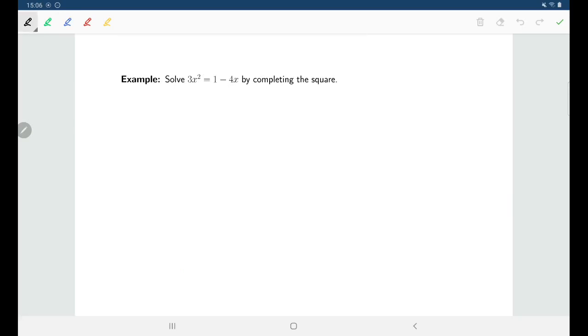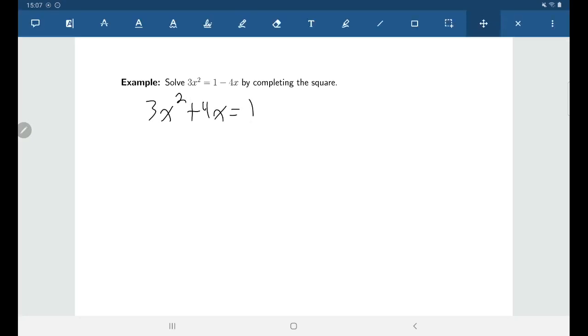So I'm going to now work on completing the square to solve this problem. And I'm going to do this by first bringing that x term to the other side of the equation along with the x squared. So 3x squared plus 4x equals 1.